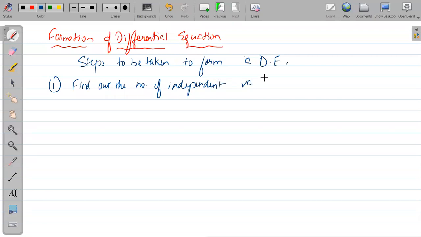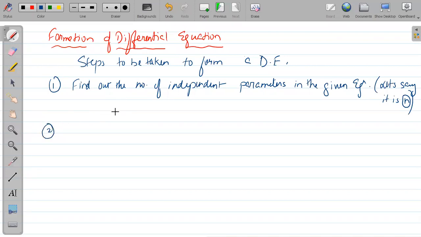Independent parameters. I should write parameters, not variables. Independent parameters in any given equation. ठीक है ना? In the given equation, or suppose something will be given to us. है ना? Let's say it is n. N means what? N parameters are there. Let it be. Maybe 2, 3, 500, whatever it is.